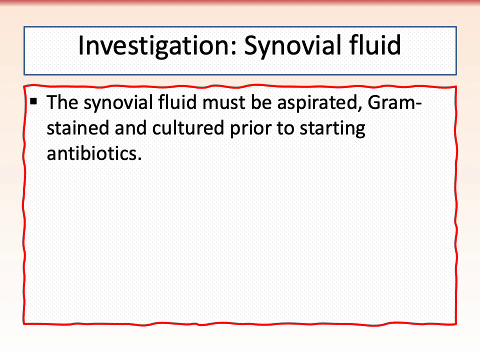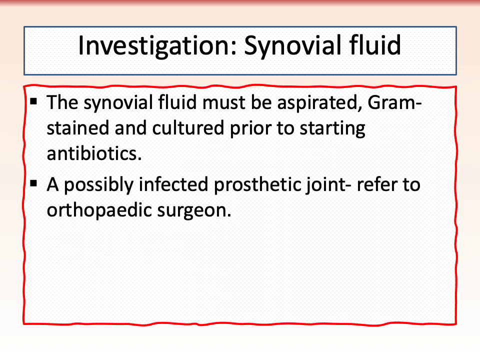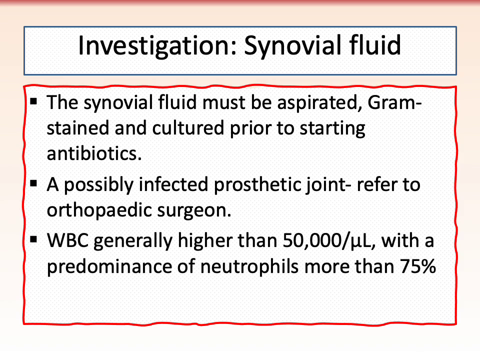Investigation includes synovial fluid aspiration for gram staining and culture before starting antibiotics. A possibly infected prosthetic joint should always be referred to the orthopedic surgeon. Generally, WBC count is higher than 50,000 with a predominance of neutrophils in cases of septic arthritis.